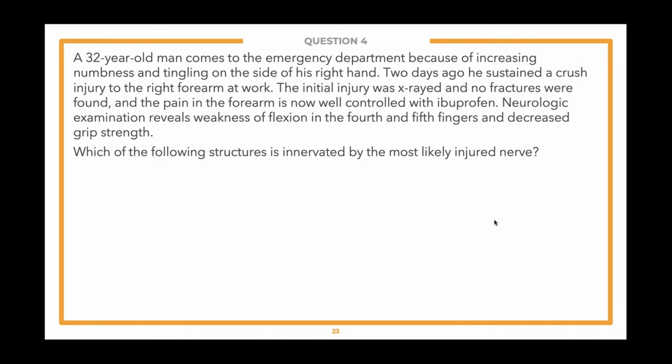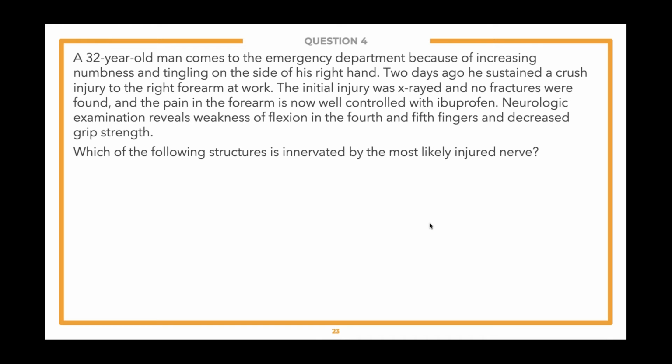All right, I see some responses coming in. Let's take a look at that vignette. A 32-year-old man comes to the emergency department because of increasing numbness and tingling on the right side of his hand. 2 days ago, he sustained a crush injury to the right forearm at work. The initial injury was x-rayed and no fractures were found, and the pain in the forearm is now well controlled with ibuprofen. Neurologic examination reveals weakness of flexion in the 4th and 5th fingers and decreased grip strength. Which of the following structures is innervated by the most likely injured nerve?